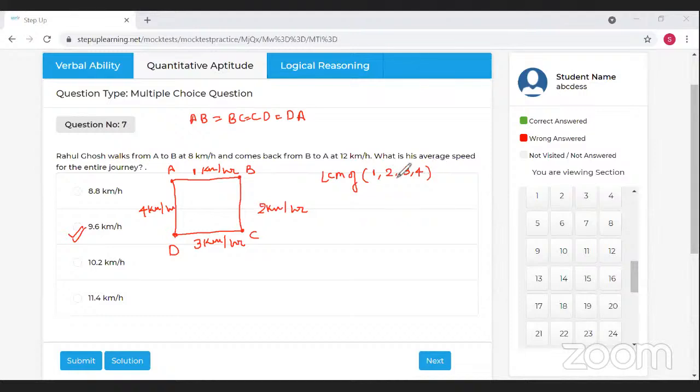4. Is 4 divisible by 1? Yes. Is 4 divisible by 2? Yes. But 4 is not divisible by 3. So multiply 3 and 4 directly, because 3 and 4 are prime numbers. So yes, the LCM of 3 and 4 is 12. So it means that this is 12 kilometer.